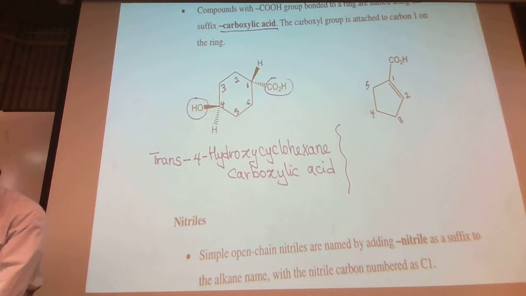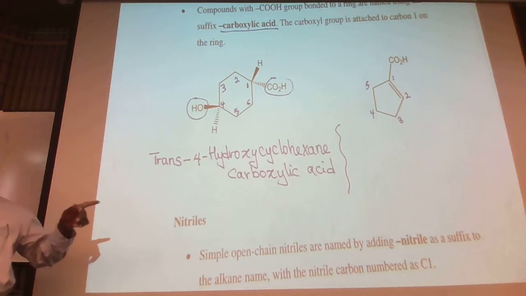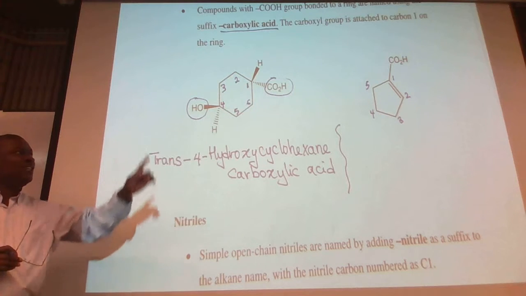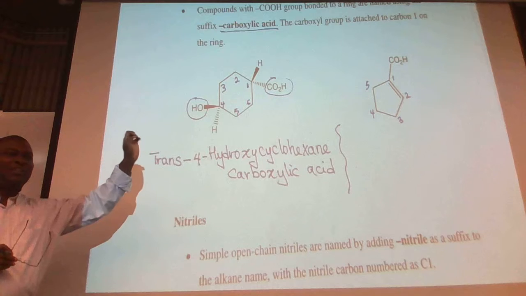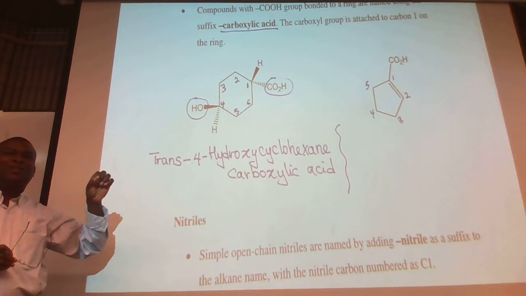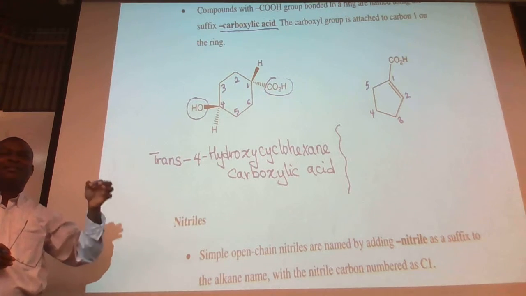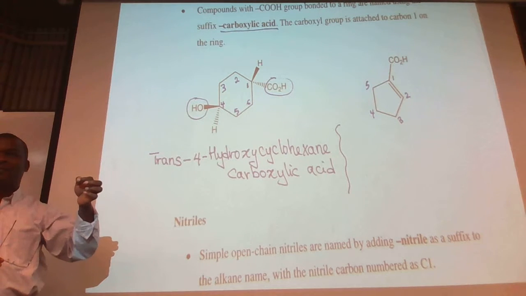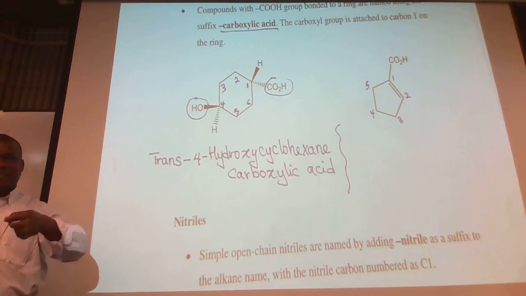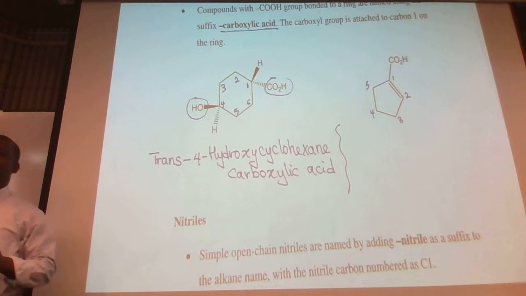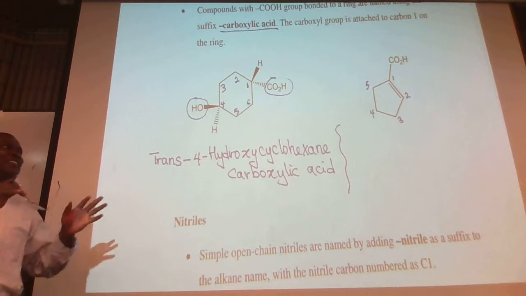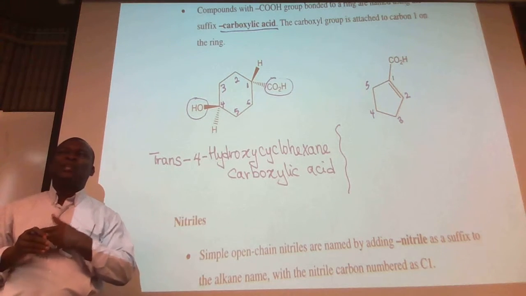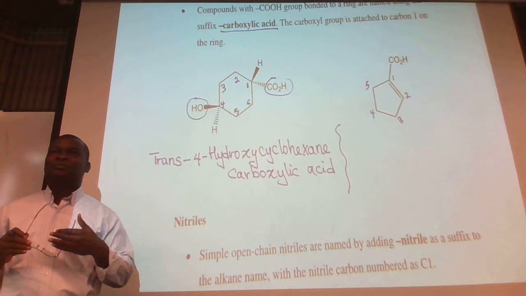For the cyclohexane, there is no double bond in the ring, so the carbon on which it's connected is carbon number 1. In this case, because the carboxylic acid is connected to carbon number 1, which happens to be number 1 for the alkene, you're going to say 1-cyclopentene carboxylic acid. So the 1 tells us where the double bond is. In this case, it coincides with the position of the carboxylic acid.